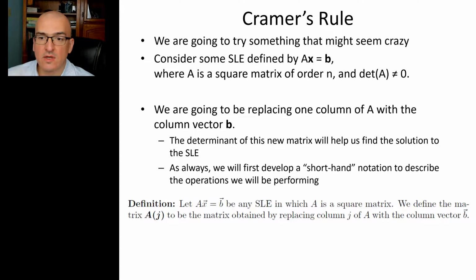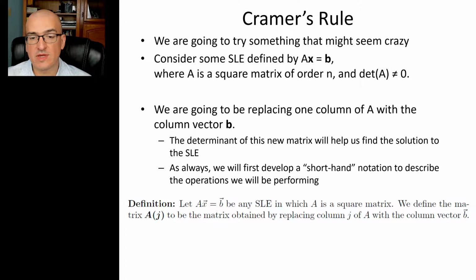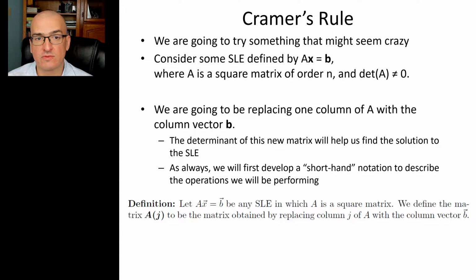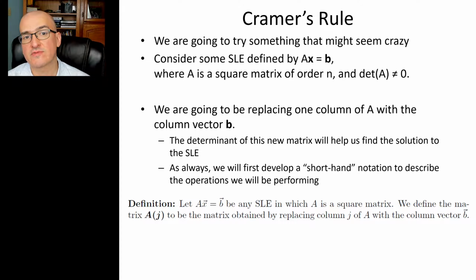And here it is. So the matrix A sub J is the matrix that you get when you start with the matrix A, which is always going to be a coefficient matrix from a system of linear equations, and you replace column number J with the right-hand side of the system of linear equations. You replace column J with the vector B.